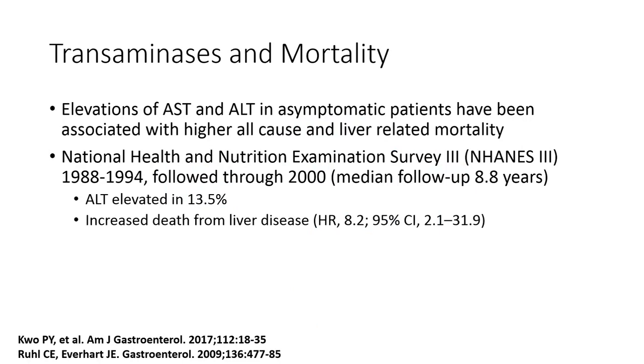In the global population, though, like here, the NHANES 3 study in 15,000 patients, if ALT was elevated in this patient population, over time they tend to have higher mortality. But you see also it takes years. So somehow these patients still escape attention and they may have underlying liver disease. And they do have increased mortality from liver disease.